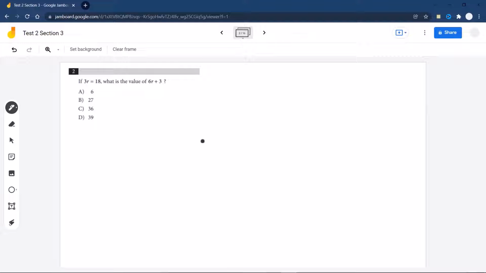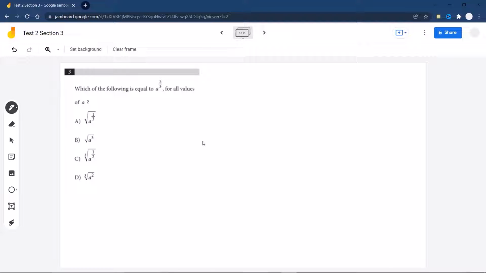Okay, 2, we have a simple equation here. It says if 3r equals 18, then what is the value of 6r plus 3? Well, 3r is equal to 18. Then we can simply divide by 3. We'll get r is equal to 6. And then since we know r is equal to 6, we'll have 6 times 6. We'll just plug r into this equation here. Plus 3, which is 39, which is D.